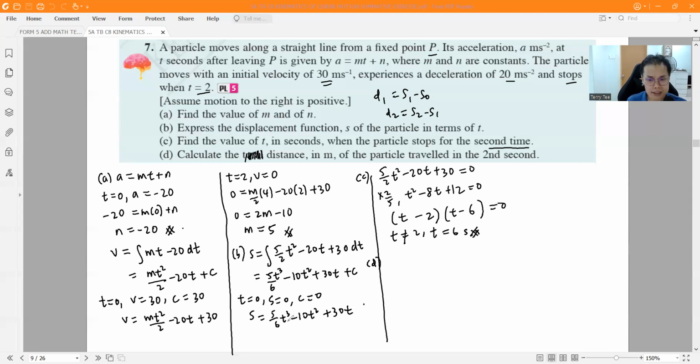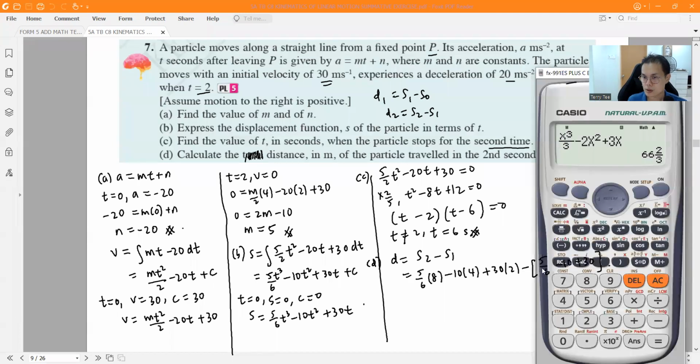Well, I have my displacement function, so I think we can just sub in s2 minus s1. Put 5 over 6, 2 cubed is 8, 2 squared is 4, this one is 30 times 2. s1 is going to be 5 over 6, minus 10 plus 30. I think you can just use a calculator, right?